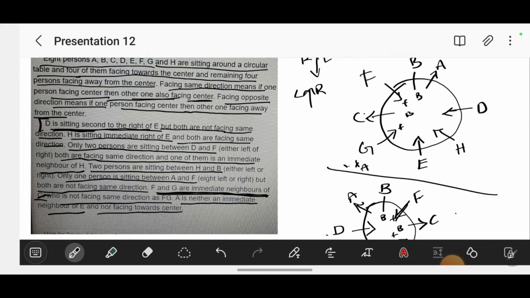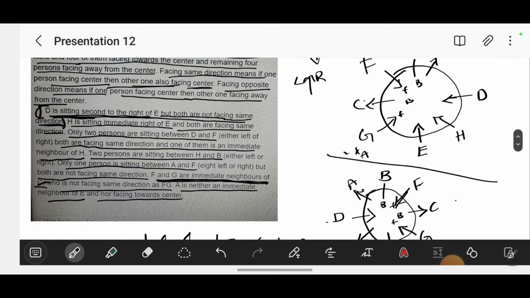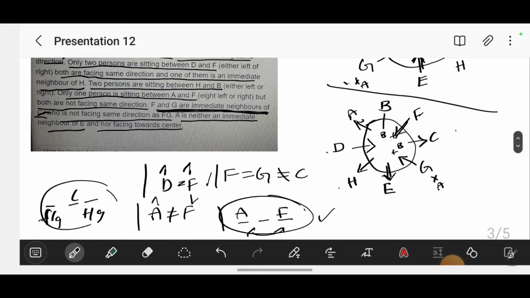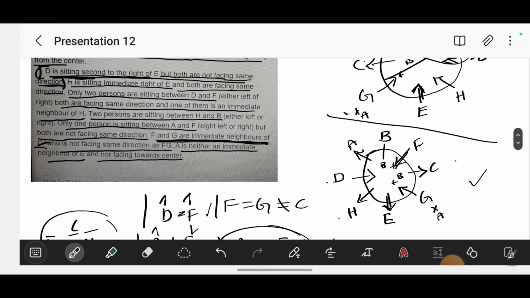Okay, D is sitting second to the right of, but not. Okay, here you see this first point. D is sitting second to the right of E, but both are not facing the same direction. That means E here faces inwards. Then E should be outwards. In this case, it becomes inwards. So this case is wrong. And E here outwards and D inwards. This case is correct, okay? Because D and E are not facing the same direction.